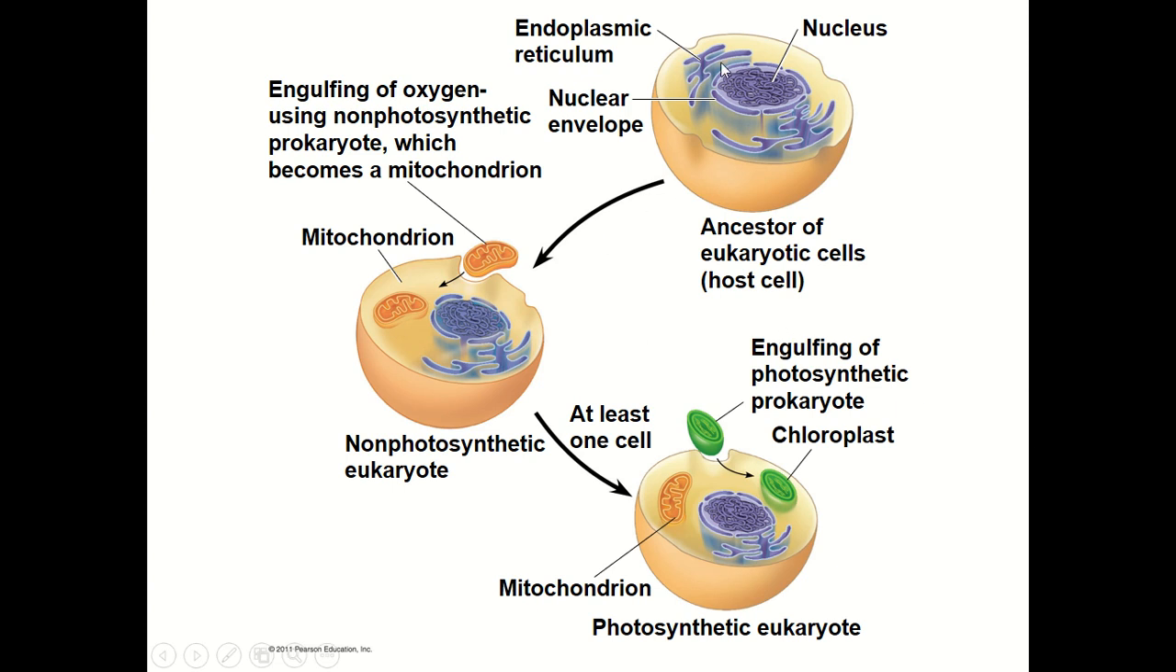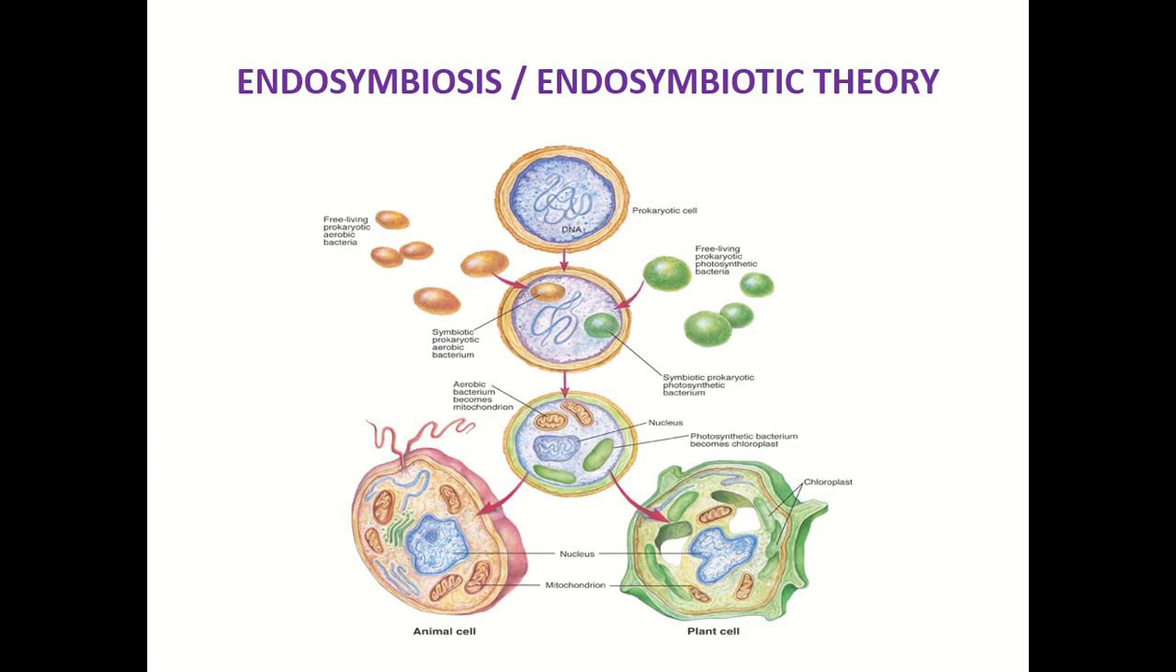So let's look here. This is the eukaryotic cell. It engulfs the non-photosynthetic prokaryote, now becoming a mitochondria, and some of them will engulf photosynthetic prokaryotes, and now it becomes a chloroplast. So therefore it becomes a photosynthetic eukaryote. I will give you the link of the video of how the endosymbiont theory occurs later.